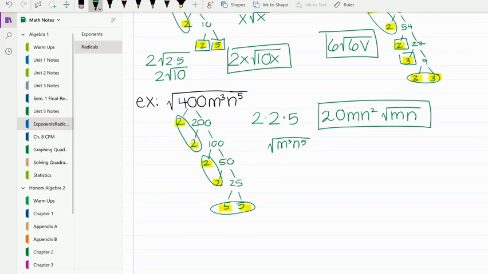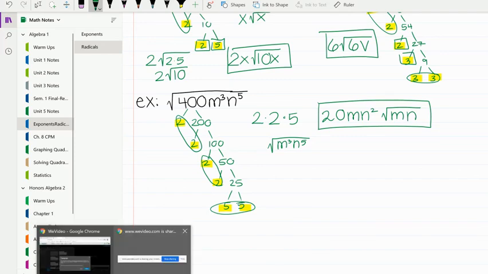So that is everything for radicals. And then what we're going to be doing next week is doing both exponents and radicals.